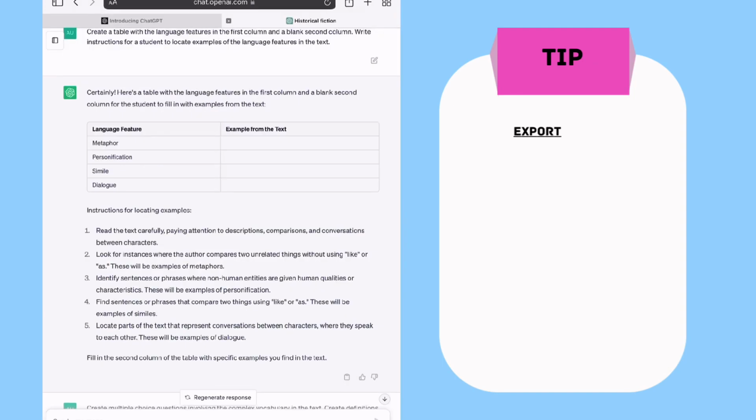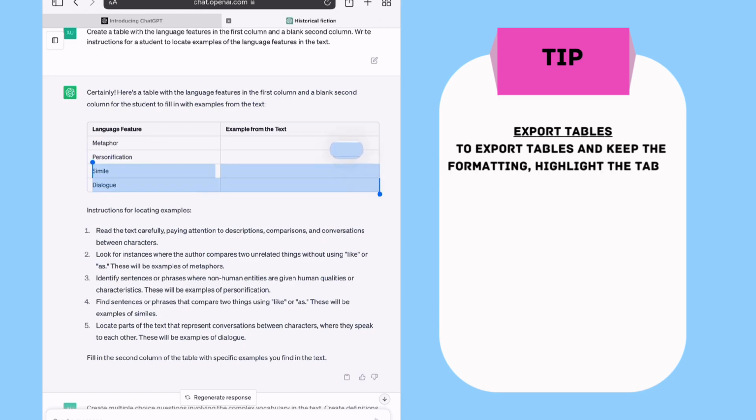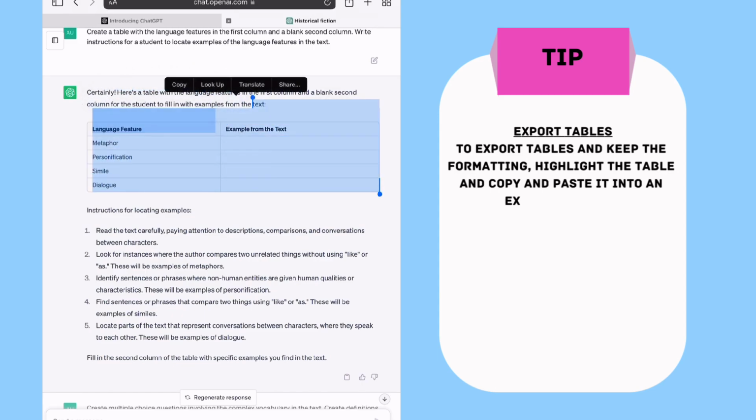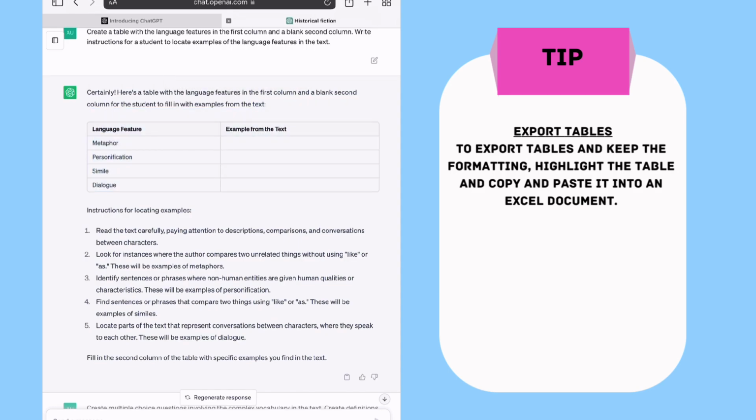Then you may find that getting these tables out into a Word document, the formatting doesn't stay. What I found is actually using the clipboard doesn't work well. I highlight the table and hit copy, and I actually end up exporting it into Excel, and I find that keeps the table in its proper formatting, so that can be a good tip for you to try.